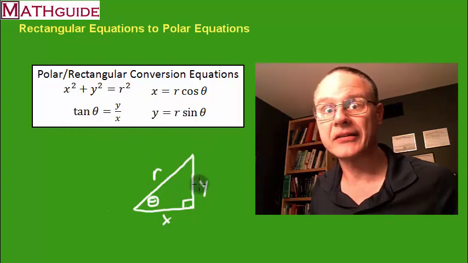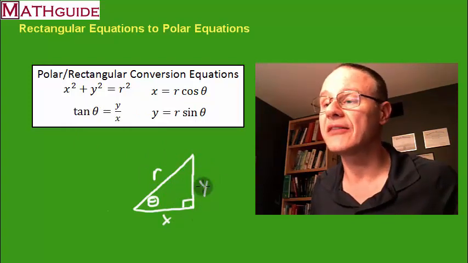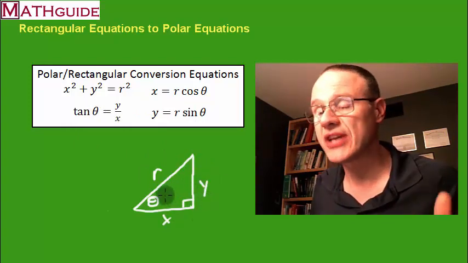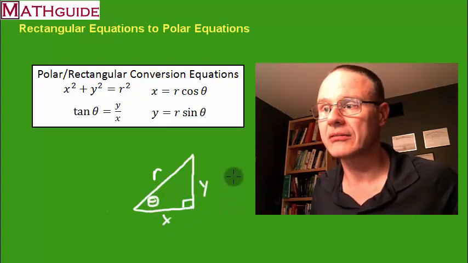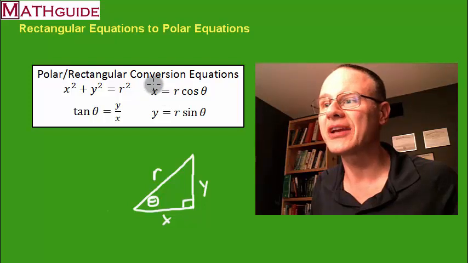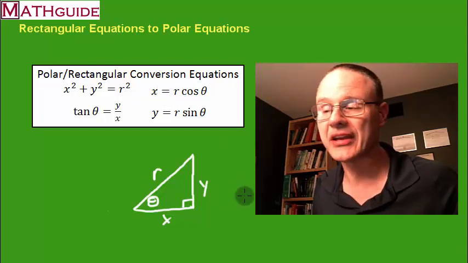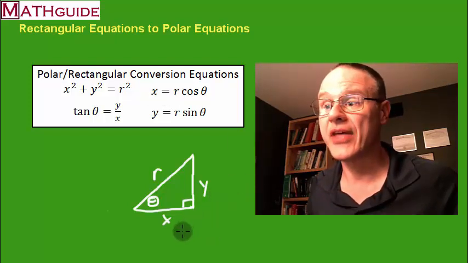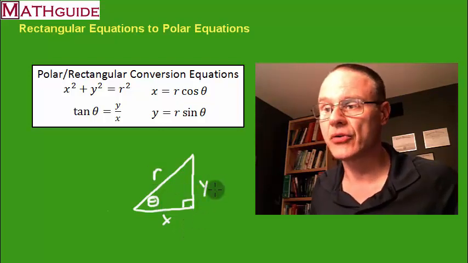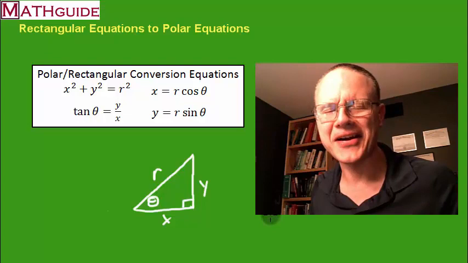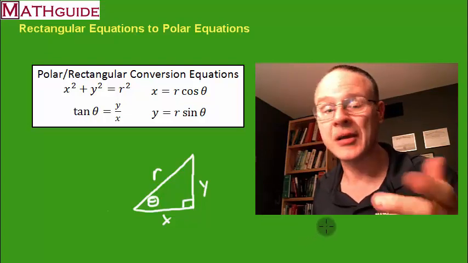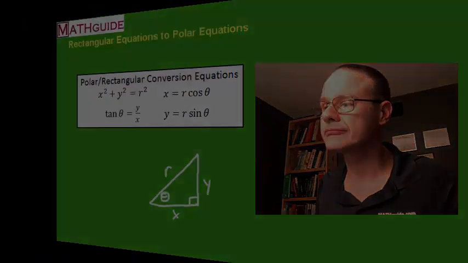And if you think back to vectors, we know that if I take the cosine of this angle, it's x over r. So cosine is x over r. A little bit of algebra will get you to x equals r cosine theta. And likewise, I know that the sine of theta is opposite over hypotenuse, or y over r. And a little bit of algebra will get you to y equals r sine theta. All right, let's use them on a couple examples and see how it goes.